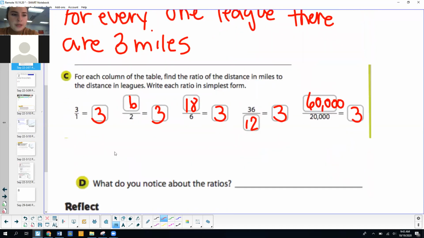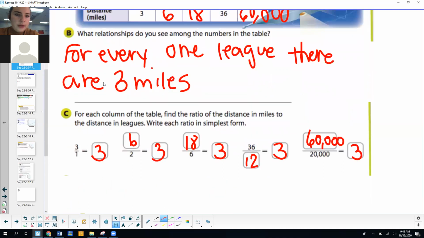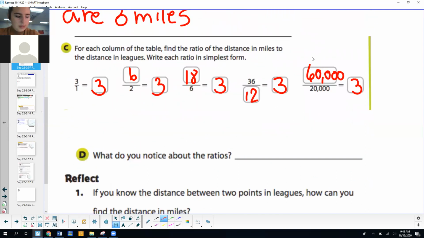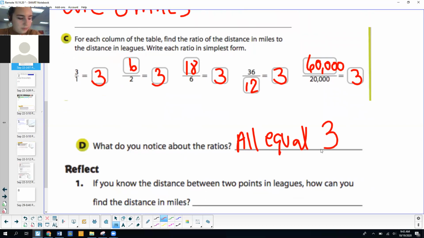So what do we notice about these ratios? Well, I'm noticing that if we take distance in miles, so whatever's on the bottom, so we took 3, divided it by 1, we got 3. If we took 6, so whatever's on the bottom, and divided it by 2, we got 3. 18 was on the bottom, we divided it by 6, we got 3, and so on and so forth. So what do we notice about these ratios? They're all equal to 3. So no matter what we do, all of these relationships equal 3. Sorry, that looks like an X, but it's supposed to be equal. So they all equal 3.